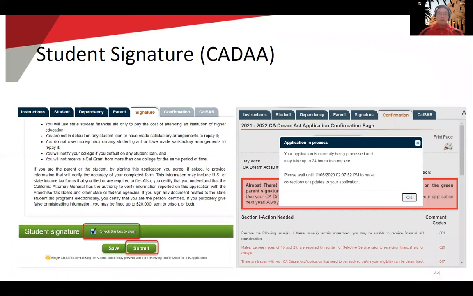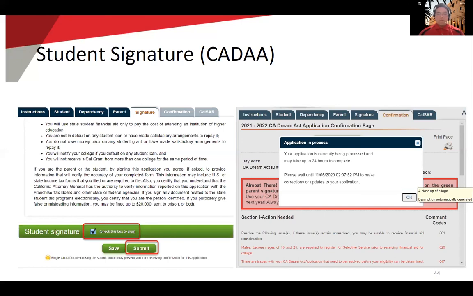Good afternoon, everyone. My name is Bernard Tila. I will be going over the student and parent signature section on the CADAA application. After completing the parent tax information on the CADAA application, it will then direct you to the signature section of the application. By signing the CADAA application online or by mailing your signature, you are certifying that the information you provided on the CADAA application is accurate and correct, and that you will be using the state financial aid that you receive or will receive only to pay for the cost of attending your institution. In this case, it will be CSUN.